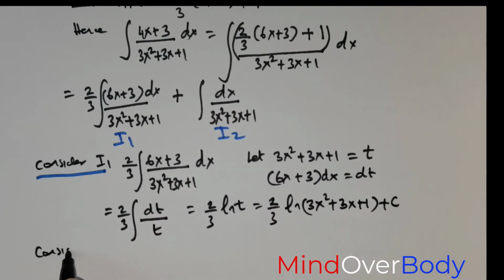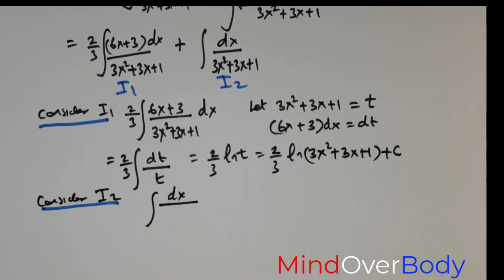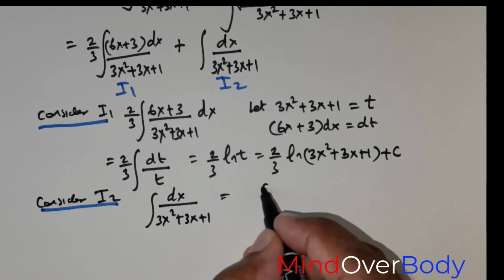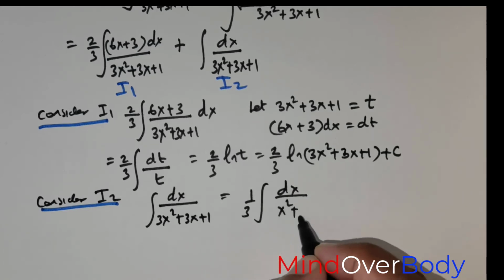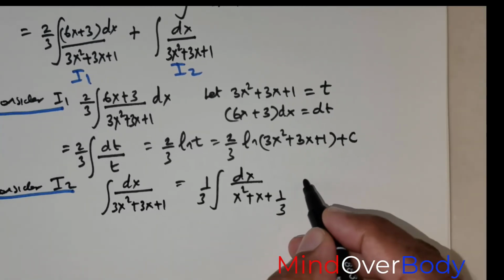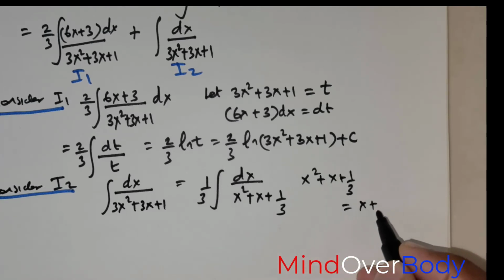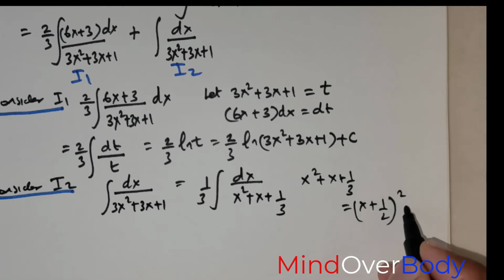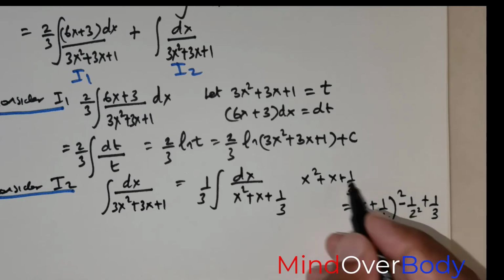Now let's consider I2. So let me write that down. Consider I2. So what we have got in I2, we have got integral dx over 3x squared + 3x + 1. I want to take the 3 out of the denominator. So that would give me 1 over 3 integral dx over x squared + x + 1 over 3. That's fine. Now I can rewrite x squared + x + 1 over 3 as (x + 1 over 2) raised to the power of 2. I need to get rid of that + 1 over 2 squared along with adding the 1 over 3.